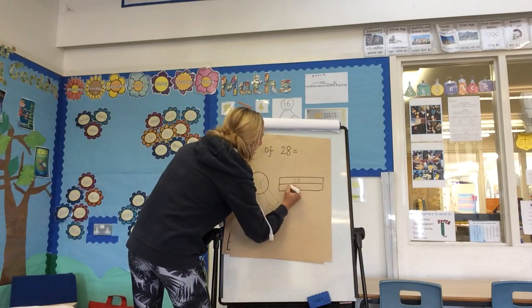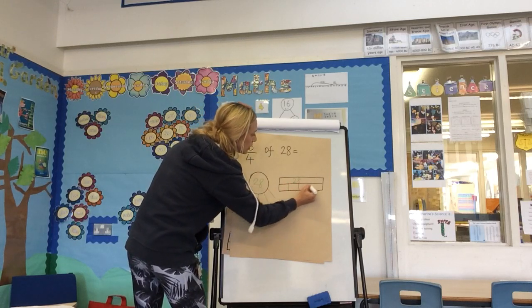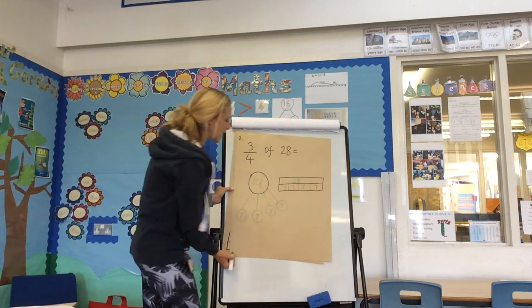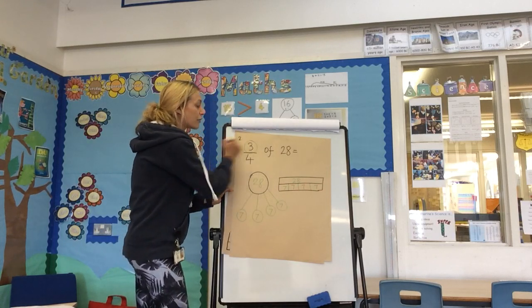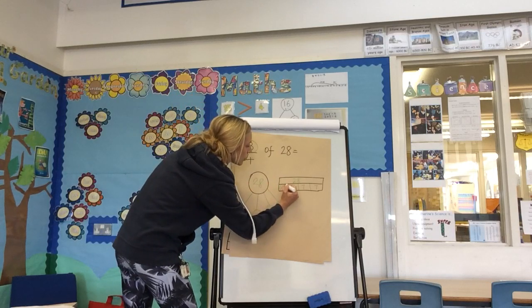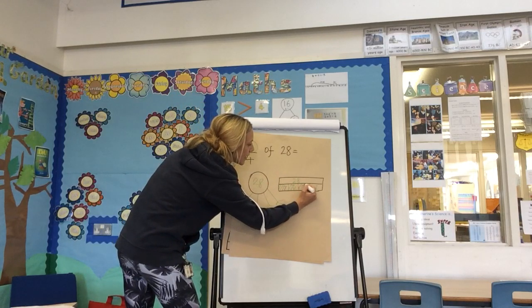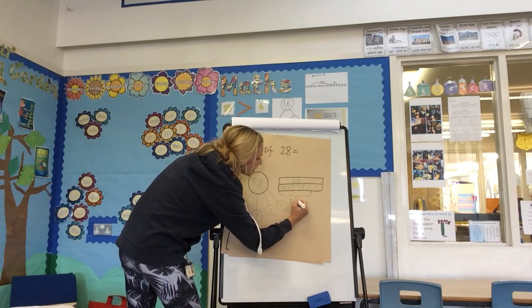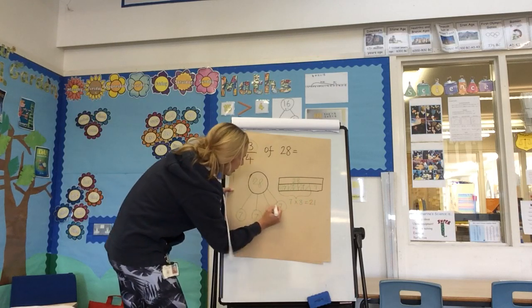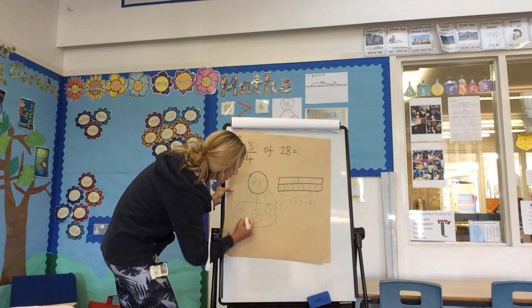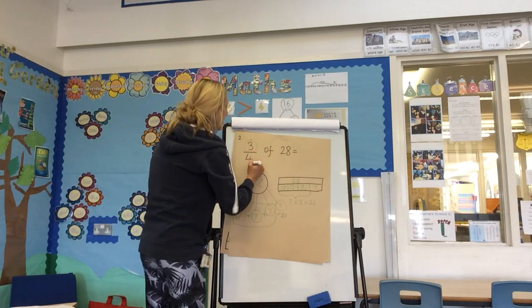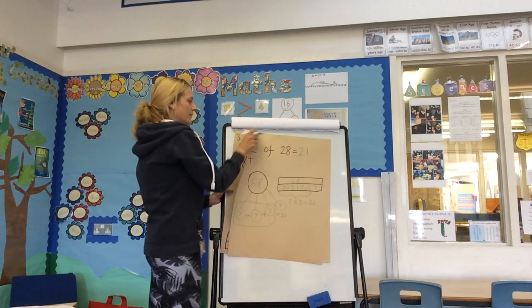My bar model, 28, I need to split it into 4. 1, 2, 3, 4. 7, 14, 21, 28. I've got to find 3/4. There's 1/4, there's 2/4, there's 3/4. 7 times how many? 1, 2, 3. 7 times 3 equals 21. In my part whole model, I can circle those ones and add them together. 7 add 7 add 7 equals 21. So 3/4 of 28 is 21.